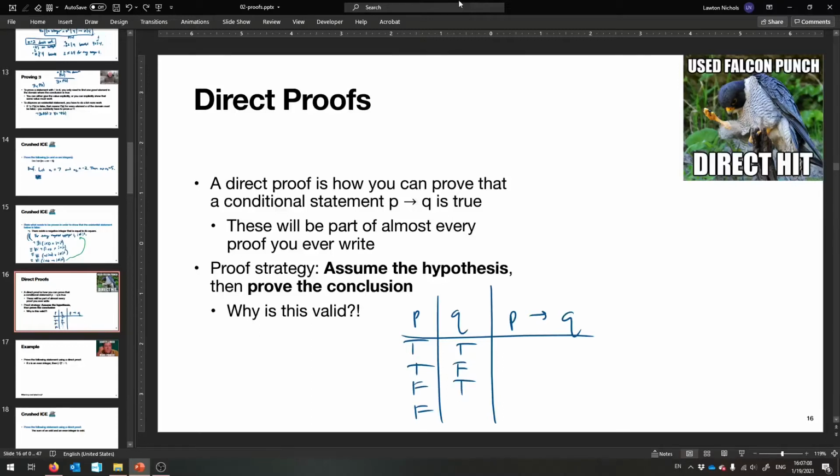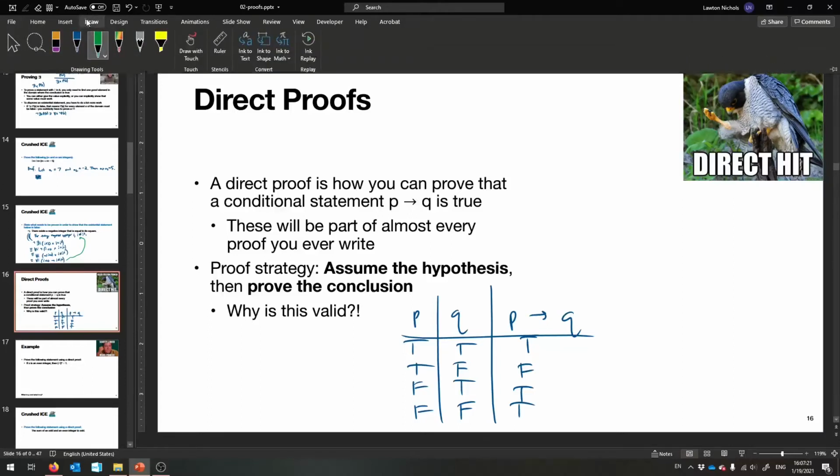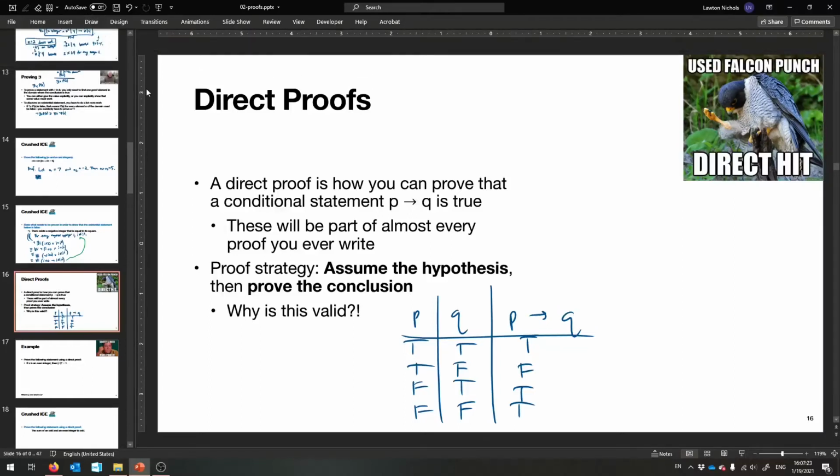Oops. False, false. So it's true, false, true, true, right? And the idea is you get to assume that the hypothesis is true and then go and prove your conclusion. Why do we get to do that? Why is that a valid way of proving an implication?